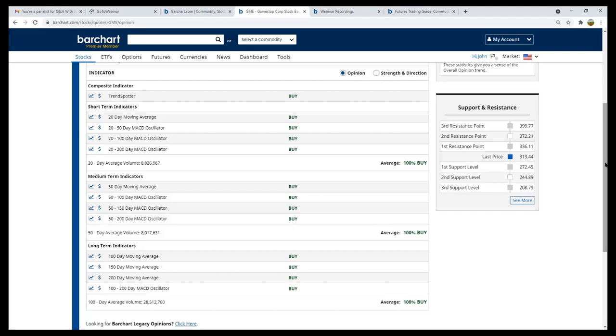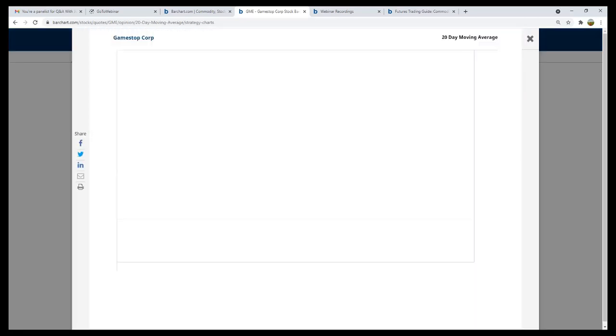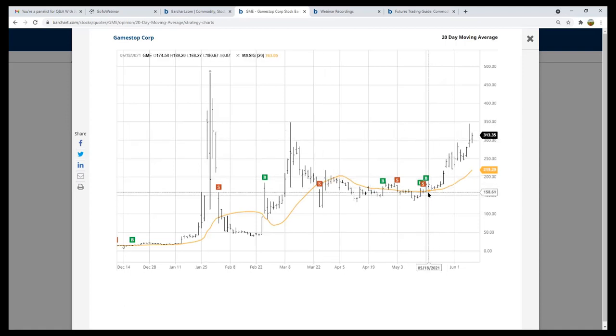So what happens is one of these technical indicators is going to give us a signal, and that signal could be a buy, a sell, or maybe a hold. For instance, on the 20-day moving average here, you can see that price has gotten above the 20-day moving average. So the common interpretation on that particular indicator is that that is a buy signal, okay?